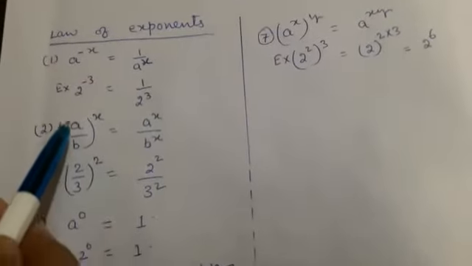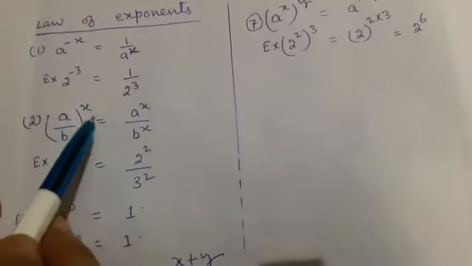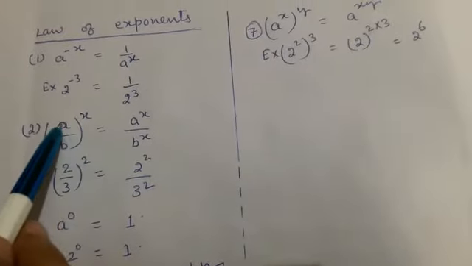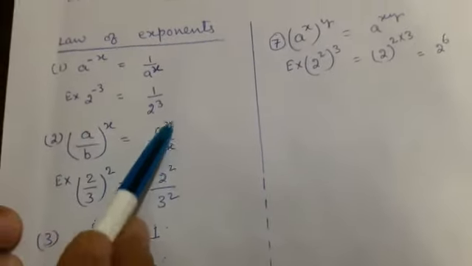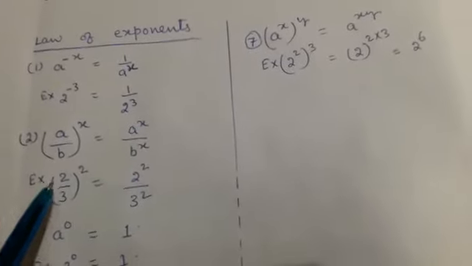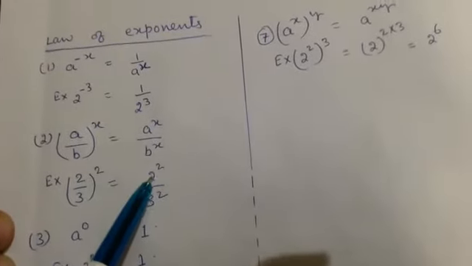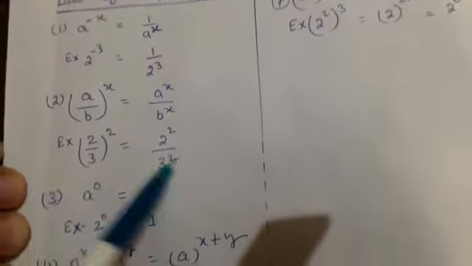Second law is a by b power x is equal to a power x by b power x. This x is for a also and b also. For example, 2 by 3 power 2 is equal to 2 power 2 by 3 power 2.